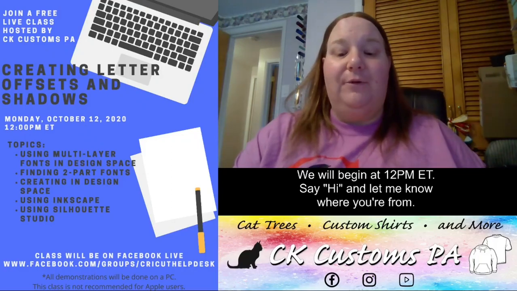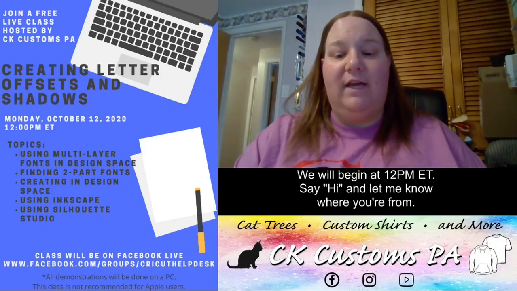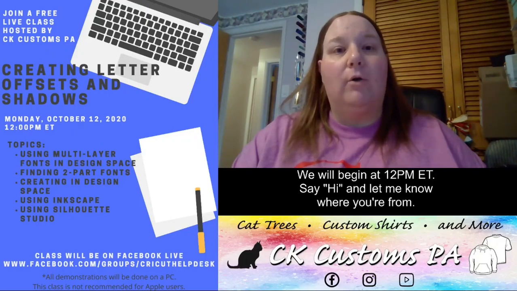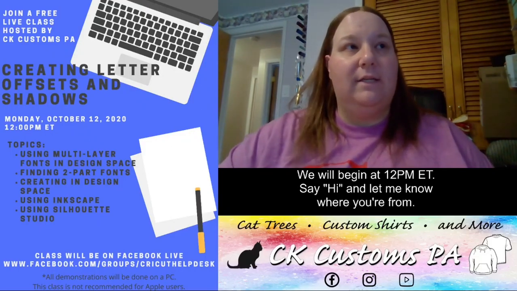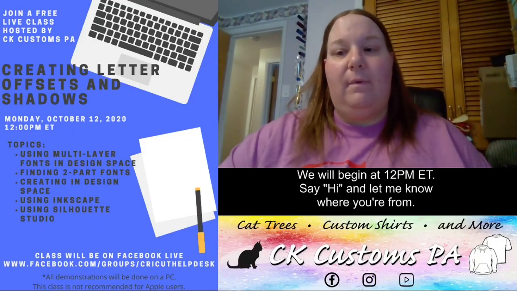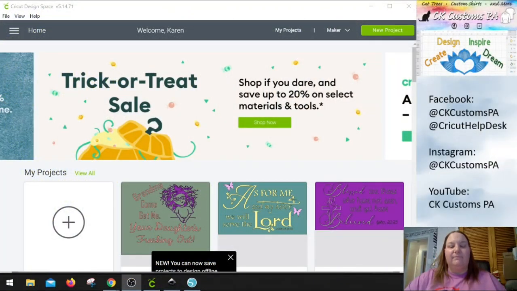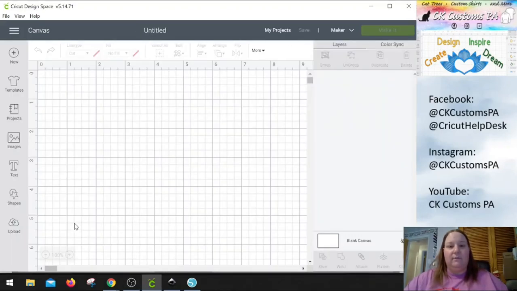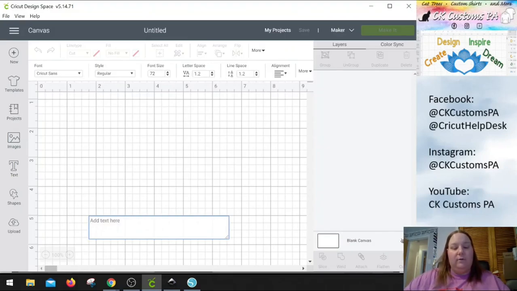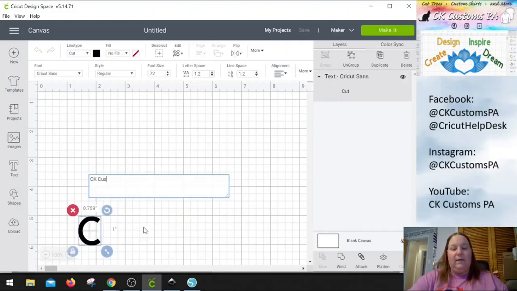So I'm going to jump right to it. The first way I'm going to show you how to create an offset is using the multi-layer fonts in Cricut Design Space. So let's jump over to Design Space. All right, here is my Design Space home, and I'm just going to open a blank canvas. To create an offset using the multi-layer fonts, you'll first want to start out by putting some text on the screen. So I'm going to go with my good old CK Customs PA.